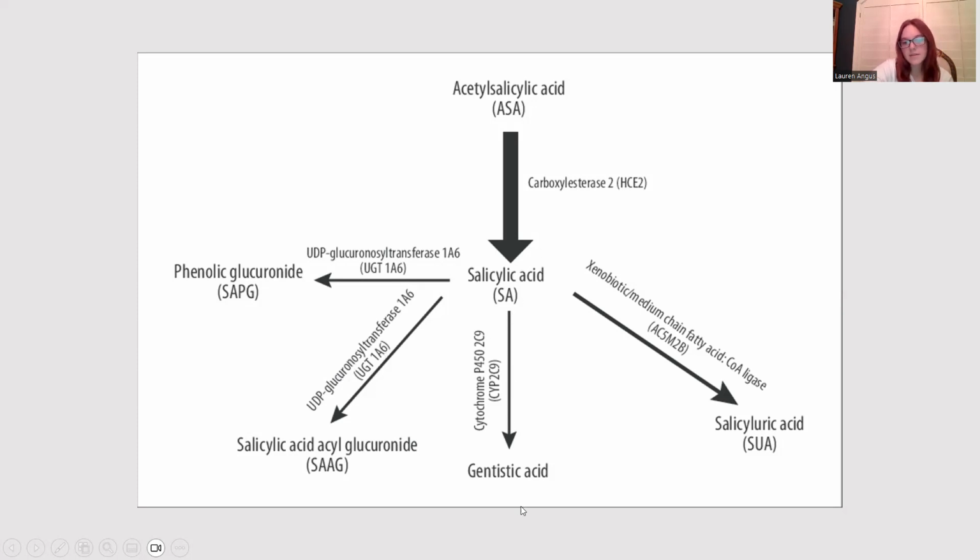Salicylic acid can also be turned into gentisic acid through the cytochrome P450-2C9. And then it can also be turned into the salicyluric acid, SUA, through this enzyme here.